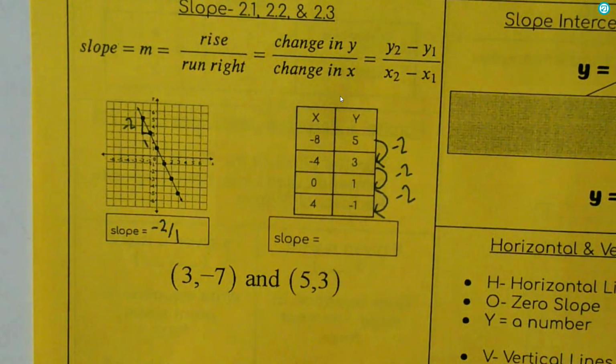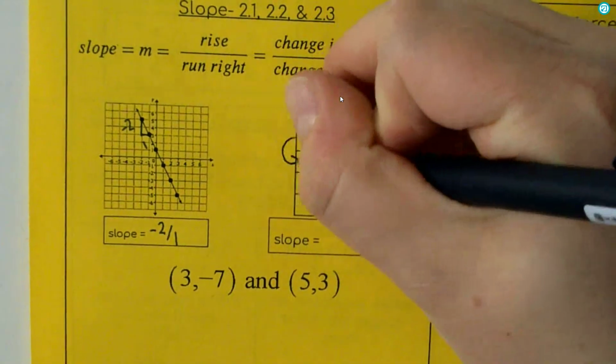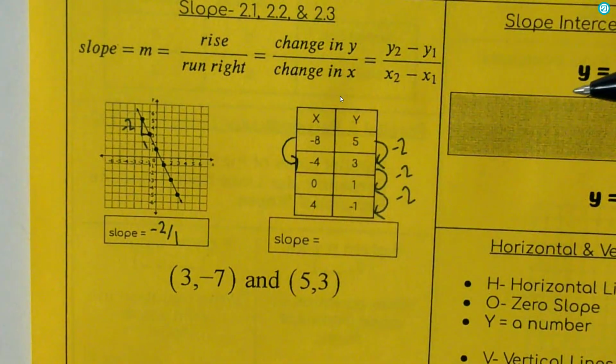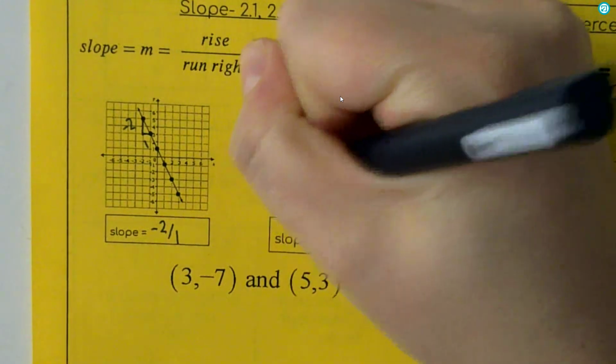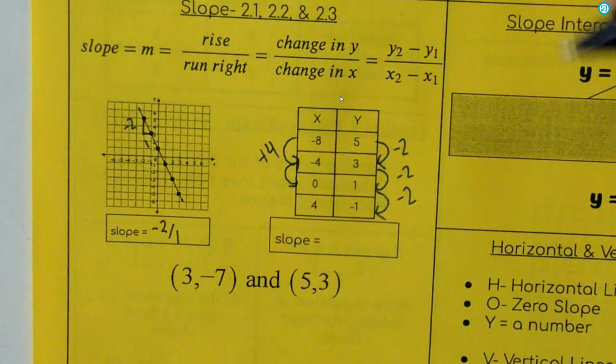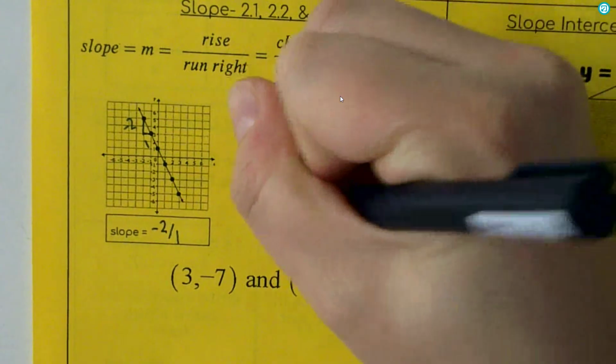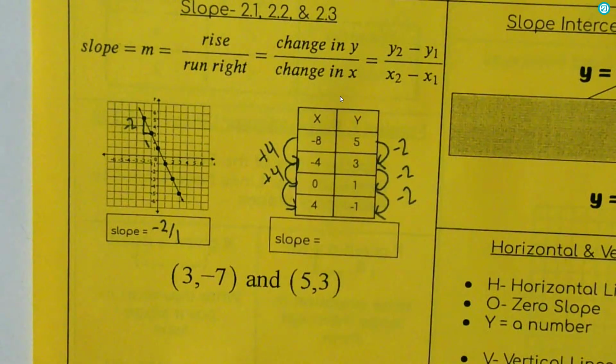And then our change in x values, from negative 8 to negative 4. Are we going up? So I agree with the 4. Negative 8 to negative 4, we're going up. So we're going up 4 there. Negative 4 to 0. Up 4. And 0 to 4. Up 4.